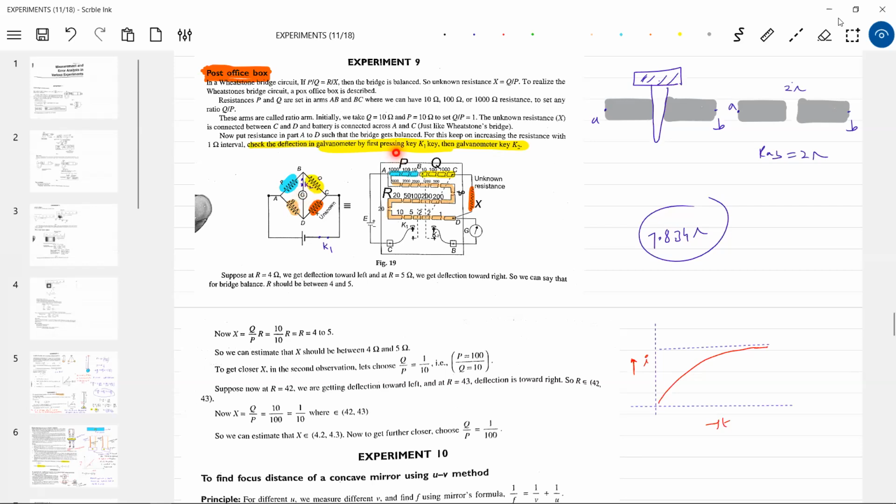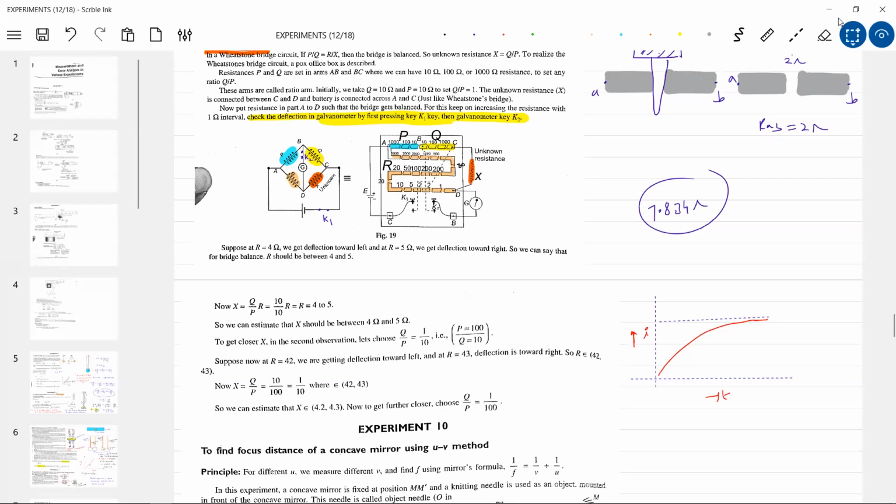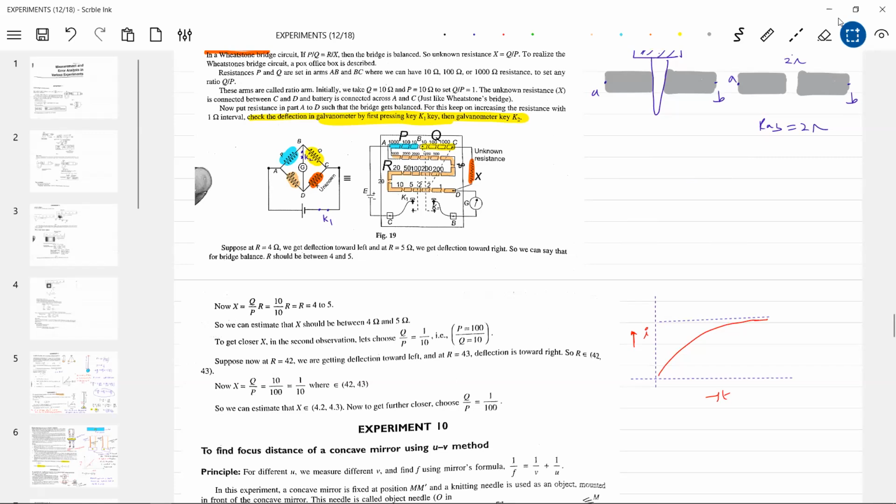Got the idea how to take the reading? Then what you should do is make a guess of the value of R, and decide what type of galvanometer I'll be picking up. I'll be picking up a galvanometer where the pointer should be in the middle. This is the scale.